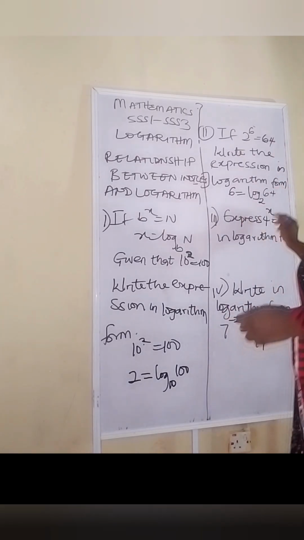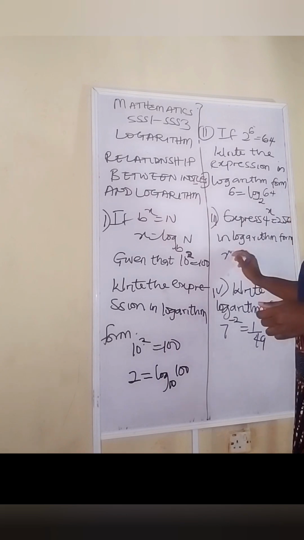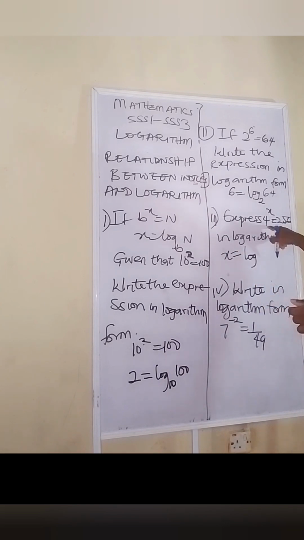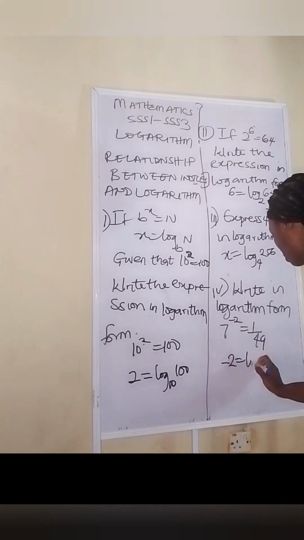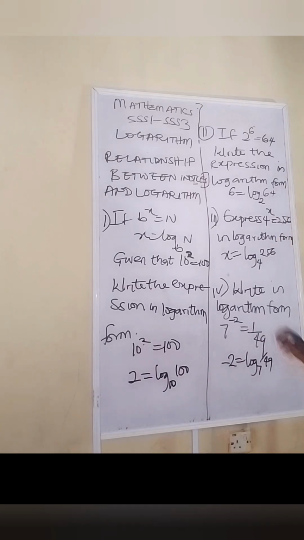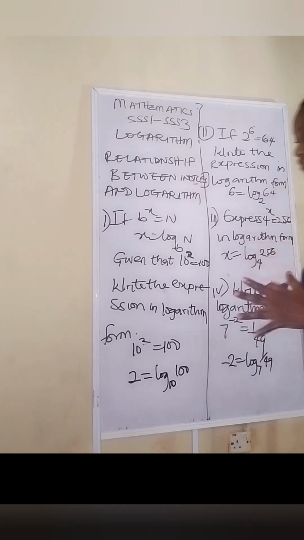Same with this one. This x here will be here, equals log 256 to base 4. Now let's go to this one. Same with this one. This minus 2 will be down here, equals log of 1 over 49 to base 7. Have you seen that now? So we are asked to express all these in logarithm form, and that's what we've just done.